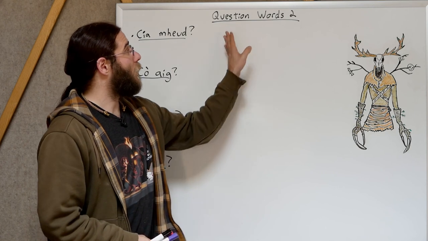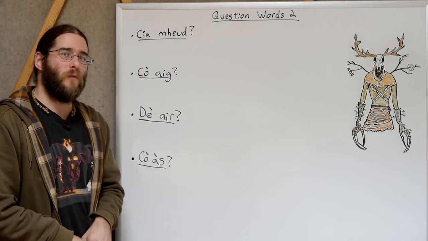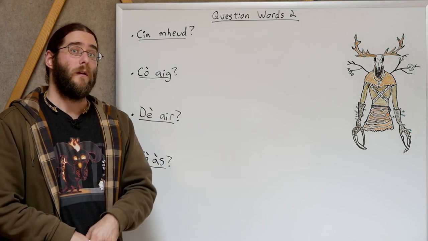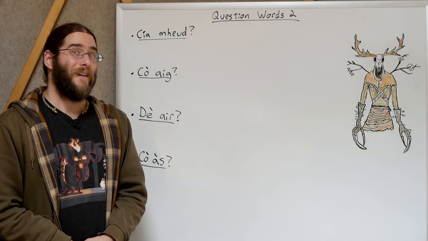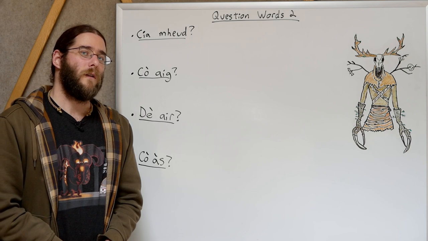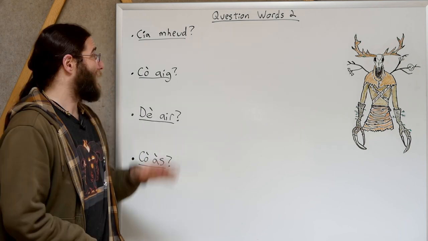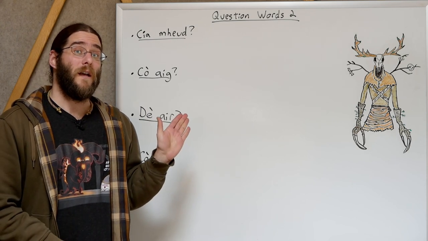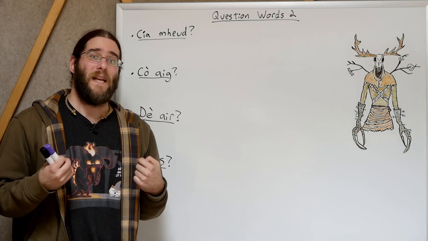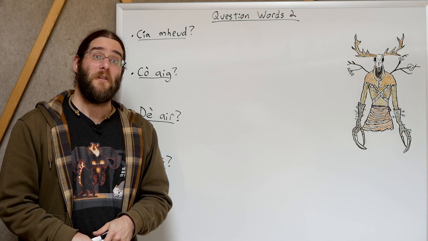Today, we're going to take a look at question words, specifically four question words that are a bit more complicated than the ones we saw in part one of this two-part lesson. We're taking a look at some incredibly useful questions that are a bit trickier. So we're going to learn how they work. We're going to see how to respond to them as well, because it's so important to not only understand what's being asked of you, but also to be able to continue the conversation.